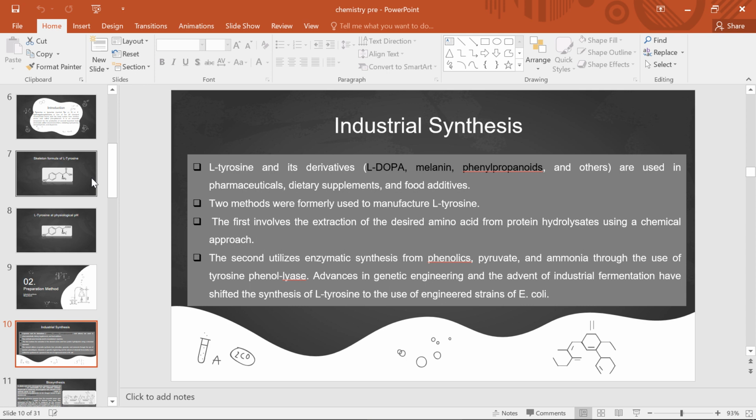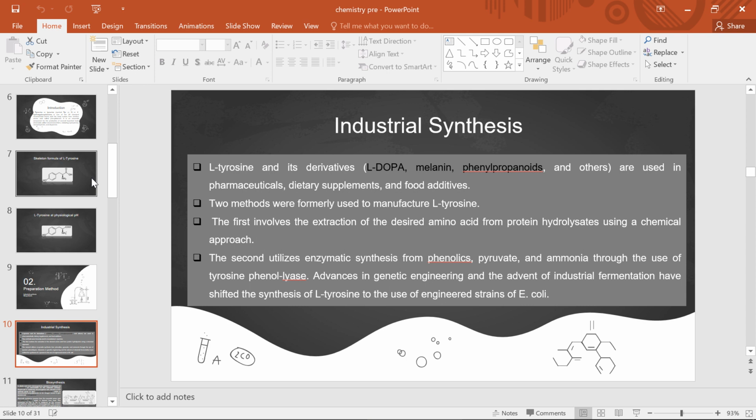Two methods were formerly used to manufacture L-tyrosine. The first involves the extraction of the desired amino acid, which is tyrosine, from protein hydrolysates. Protein hydrolysates means the breaking of protein using a chemical approach. The second utilizes enzymatic synthesis from phenolics. Phenolics are basically a benzene ring with a hydroxyl group attached.